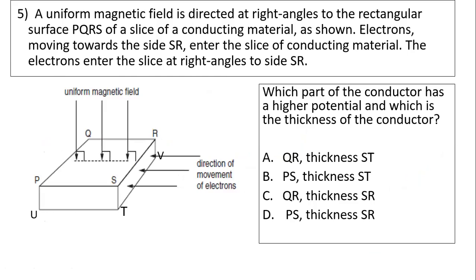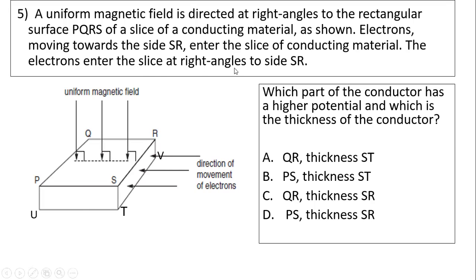A uniform magnetic field is directed at right angle to the surface PQRS, on this surface there, of a slice of conducting material as shown. Electrons moving towards SR, that side there, enter the slice of conducting material at right angle. Which part of the material has the high potential and which is the thickness of the conductor? Okay, this one, yeah, all right.